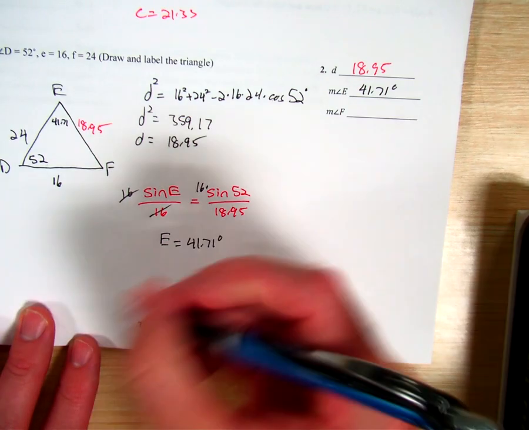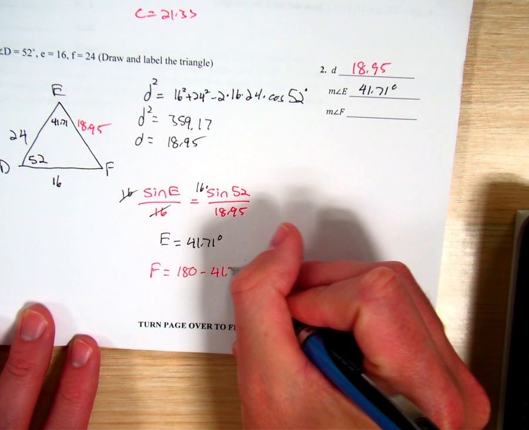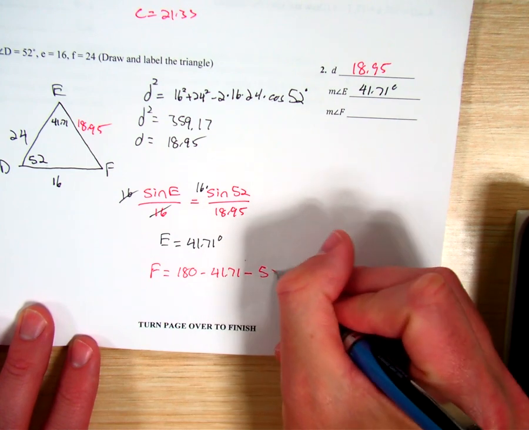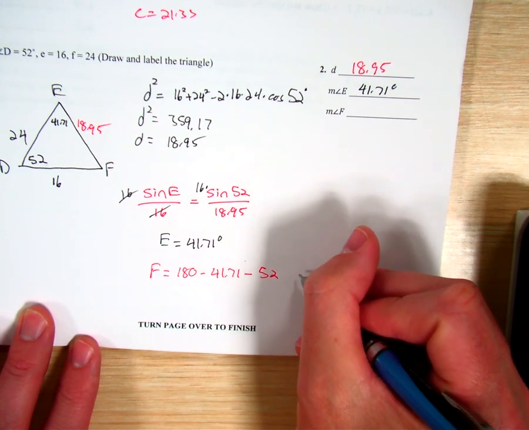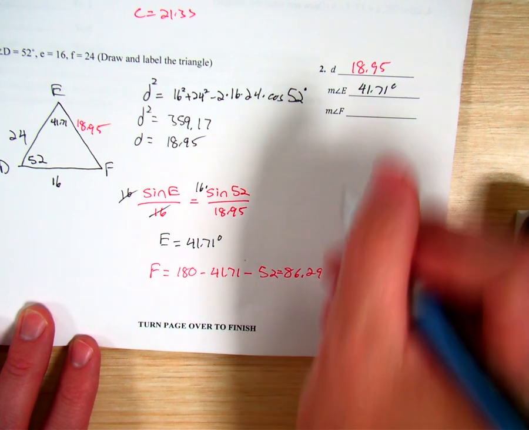And then F, we do 180 minus 41.71 minus 52, and that should be 86.29 degrees.